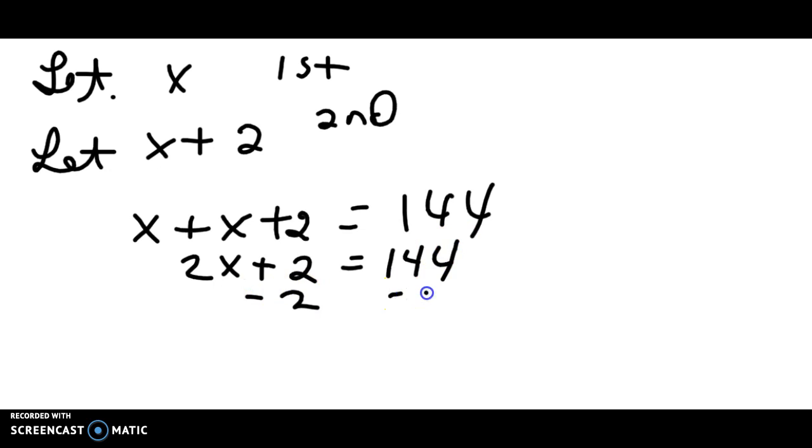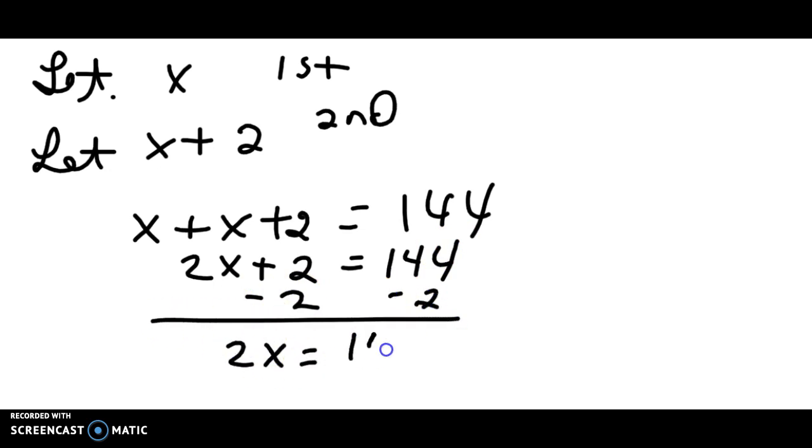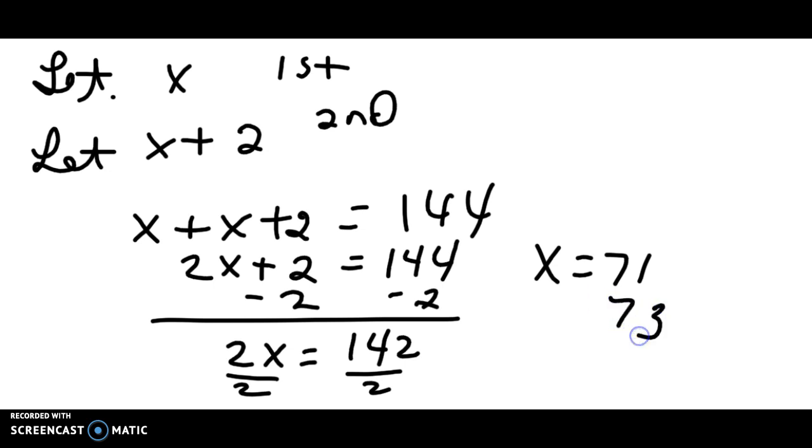Subtract 2 from both sides. And divide by 2 on both sides. X equals 71. So that's our first number. And now our let statement says we have to add 2 to that to get our second number, so 73. And then if you add those two together, you're going to see it equals 144. Okay, let's go on to number 8. Find 3 consecutive numbers whose sum is 84.